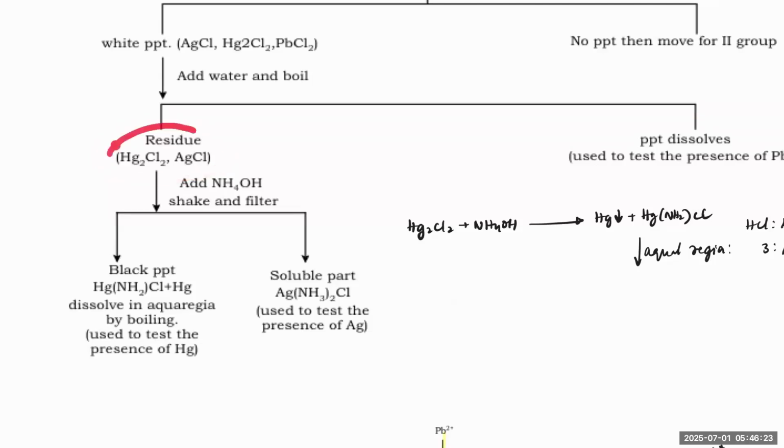Now, suppose the residue is still present, then you add ammonium hydroxide and shake it. Silver will convert into a soluble complex, which is colorless, while mercury will form a black PPT of Hg and HgNH2Cl. Actually, this part is white, but this mercury part is black, so overall black will dominate and make the precipitate black. This will dissolve in aqua regia by boiling it.